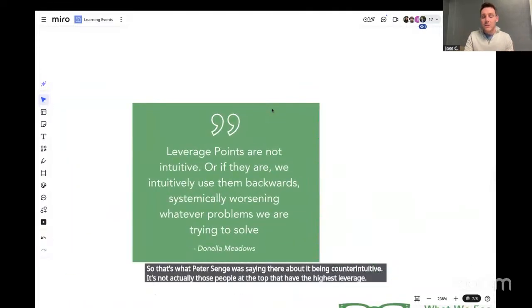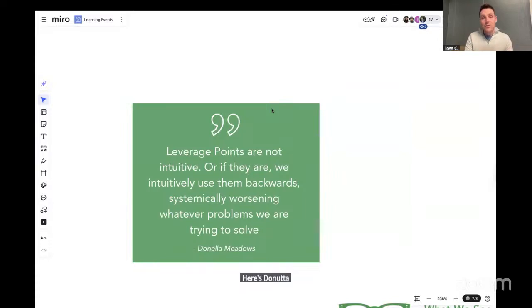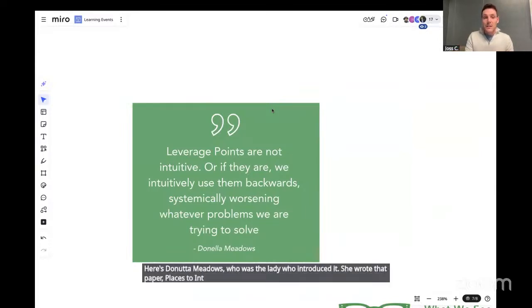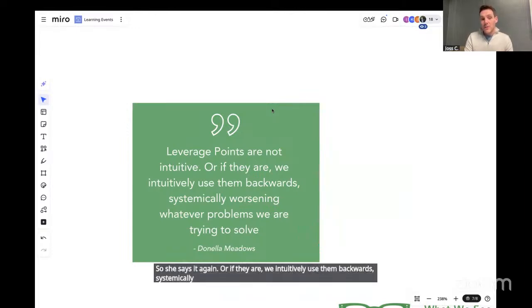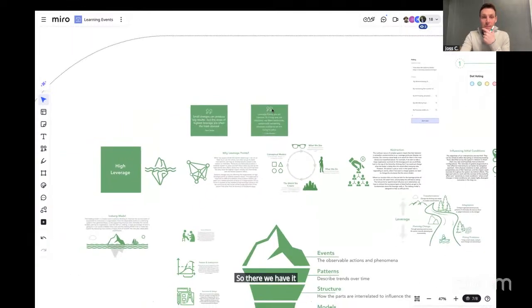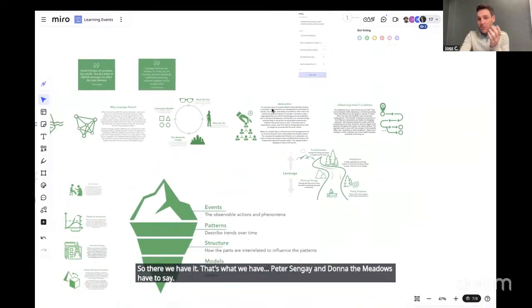So here's Donella Meadows, who was the lady who introduced it. She wrote that paper, Places to Intervene in a Complex System. Leverage points are not intuitive, right? So she says it again. Or if they are, we intuitively use them backwards, systemically worsening whatever problems we're trying to solve. So there we have it. That's what Peter Senge and Donella Meadows have to say. And there's different ways of approaching this.